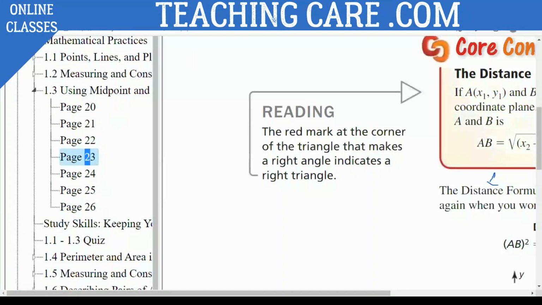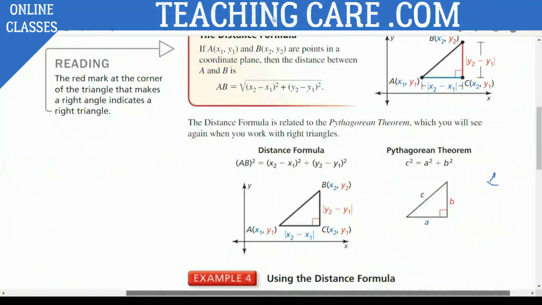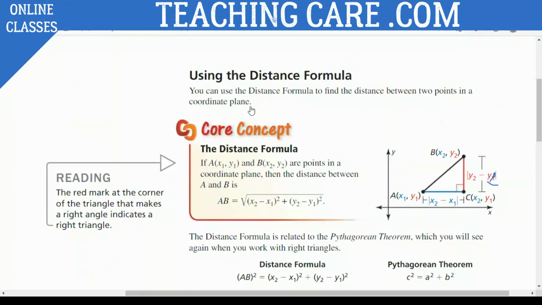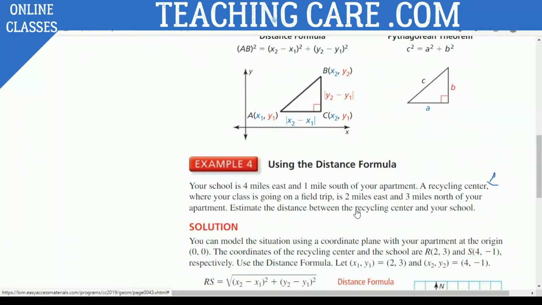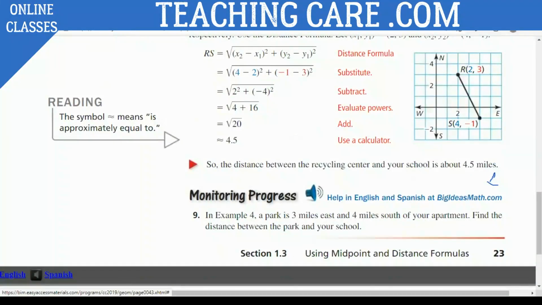Anything new? Okay. Coming to your distance formula, this is a distance formula. It will be used to find the distance between the given line segments, whatever you are dealing with in the coordinate plane. I have already shown you this. We can use this distance formula wherever needed. It is interrelated with the Pythagorean theorem. You know what the Pythagorean theorem is, right?